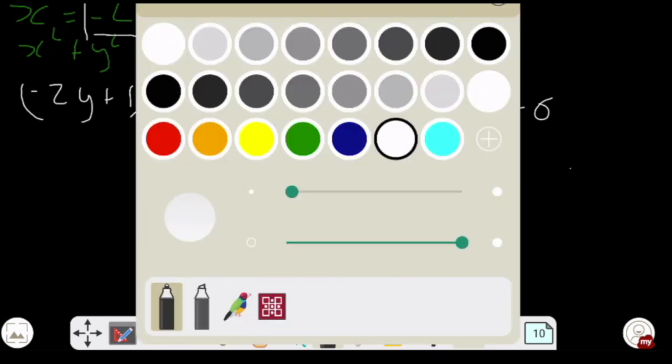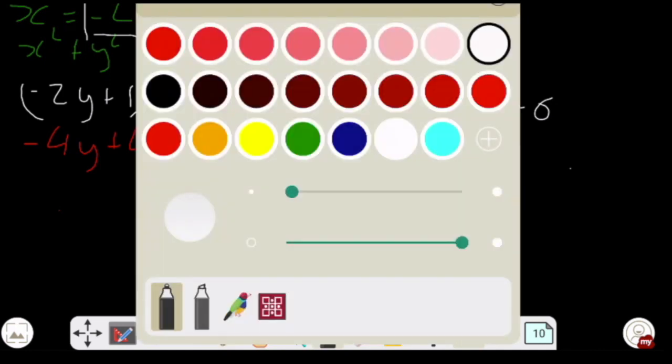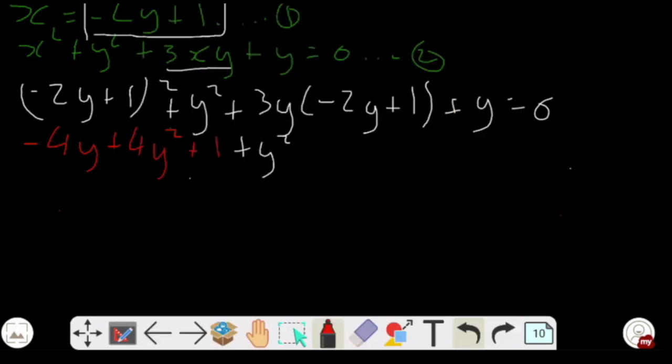Now let me continue by substituting. Here we are going to have minus 4y plus 4y squared plus 1, and then have y squared, and then here we have minus 6y squared plus 3y, plus y.